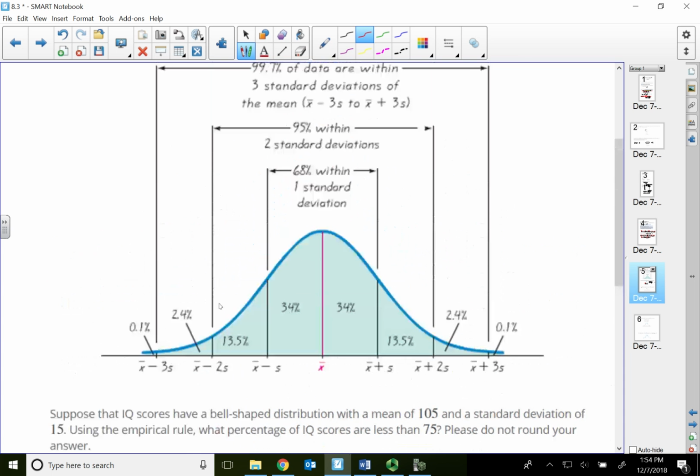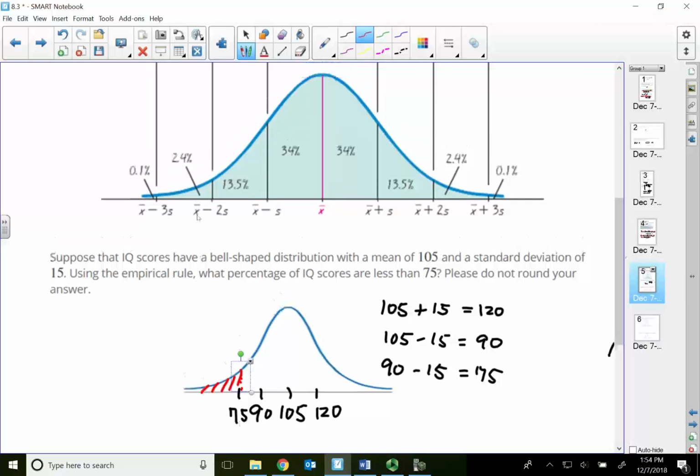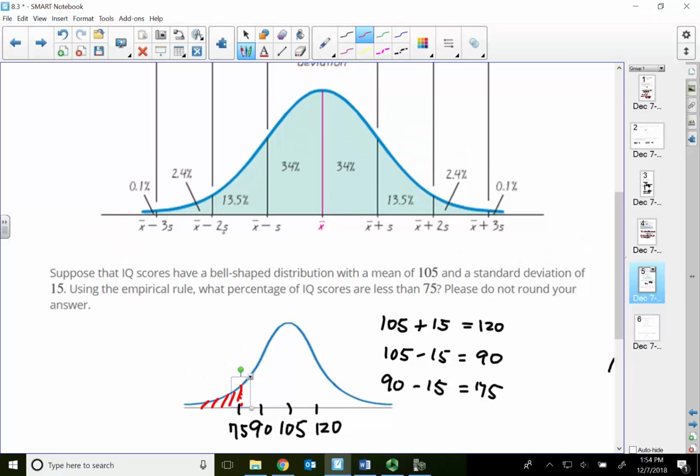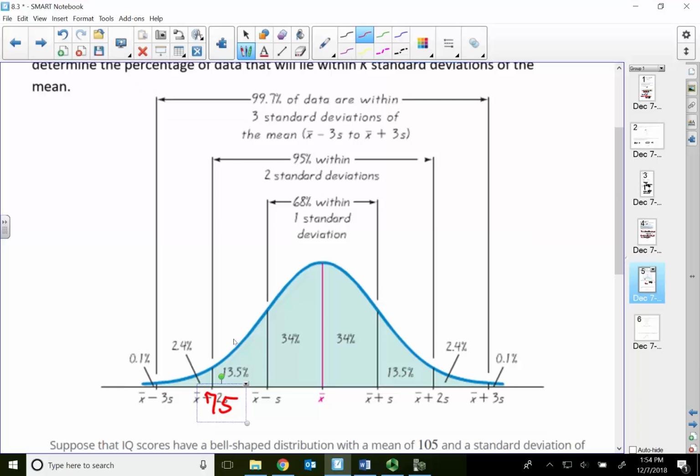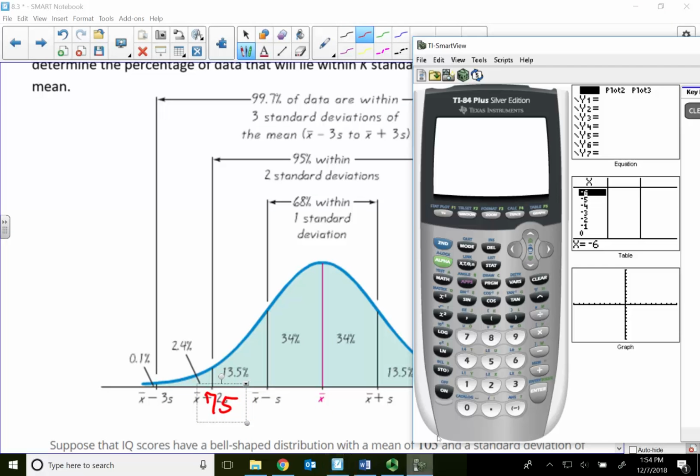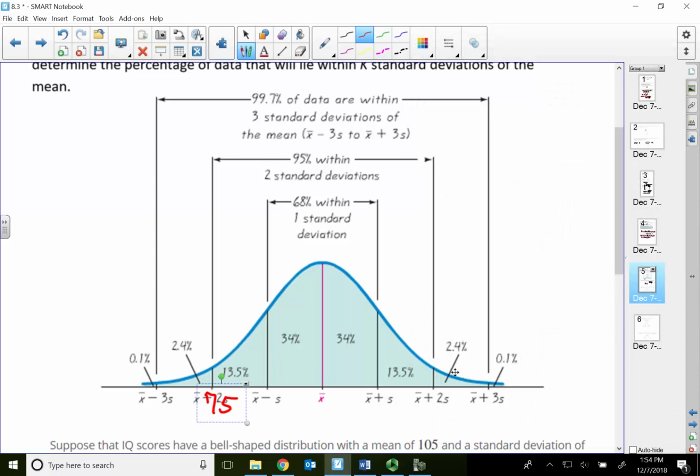If you take this picture and look at this chart, this is where the 75 is. So how much percentage is to the left of that? This is real easy to figure out. We have a couple of ways we can do this. Remember the 75 is lined up with 95%, within 95%. So from here to here is 95%. That means I'm looking for the outside.